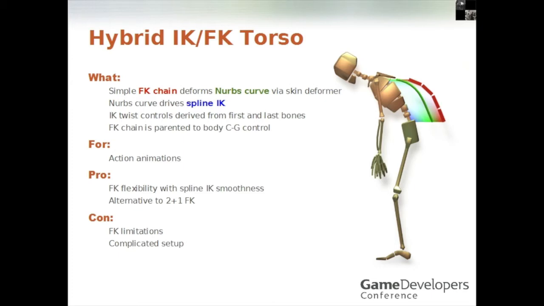So I might have 33 vertebrae in my chest if I'm a fully animated, completely accurate guy. But I only really want 2 or 3 handles on that. So I can have my 2 or 3 handles in the form of the FK skeleton and still drive those 33 bones smoothly using the spline IK.